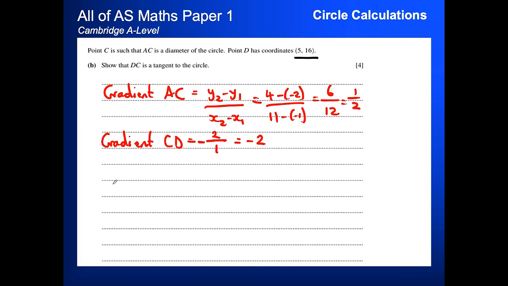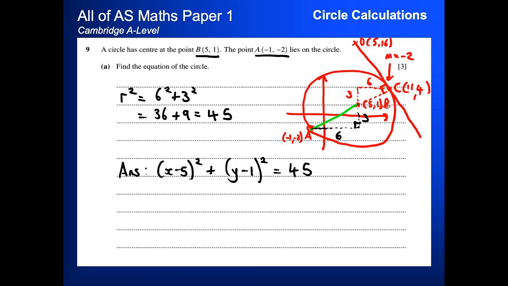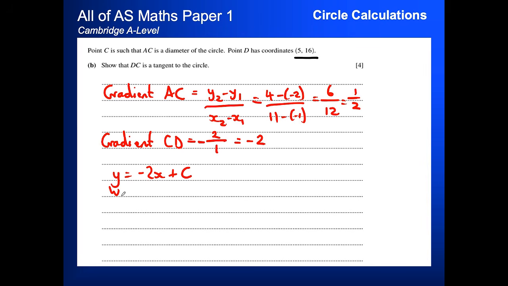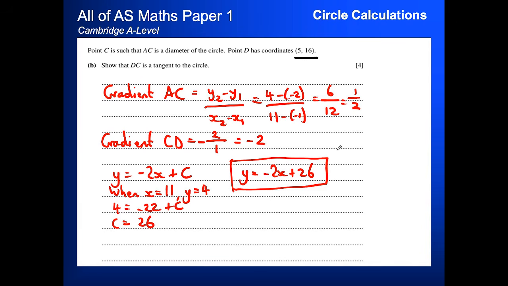Therefore, we can write that line with the equation y equals minus 2x plus c, where at the moment we don't know what the y-intercept is, but we can work that out because C, which we already know, is actually on the line. So we can substitute that in. So when x is 11, y is equal to 4. So we get 4 is equal to minus 22 plus c, and therefore c is equal to 26. So this represents, I'll put this in the box, the equation of the line CD or DC, doesn't matter which way around.